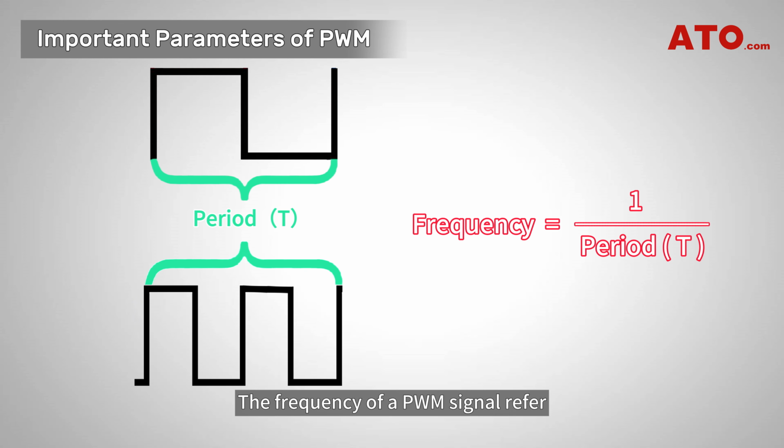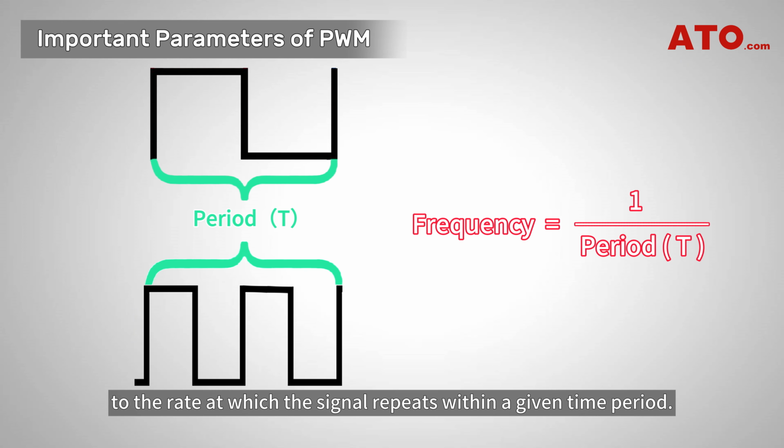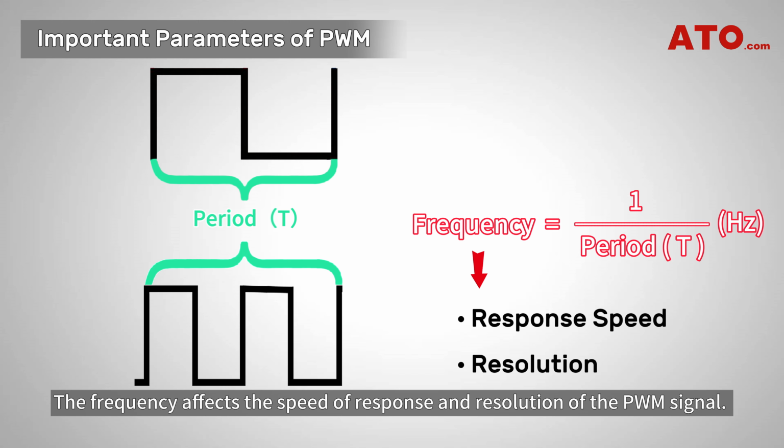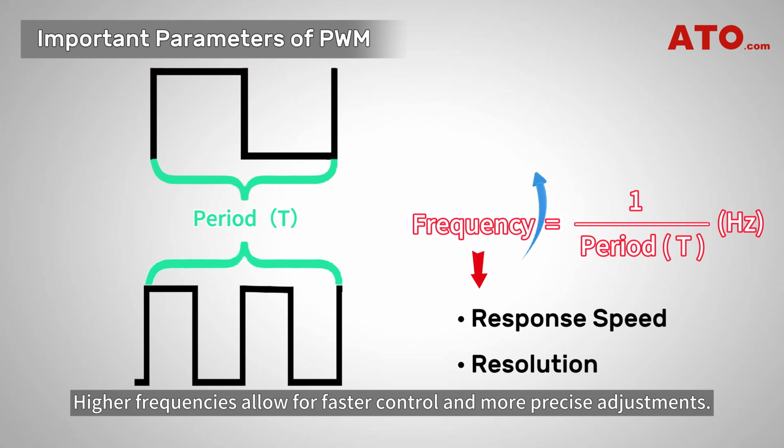The frequency of a PWM signal refers to the rate at which the signal repeats within a given time period. It is measured in hertz and determines how often the signal switches between on and off states. The frequency affects the speed of response and resolution of the PWM signal. Higher frequencies allow for faster control and more precise adjustments.